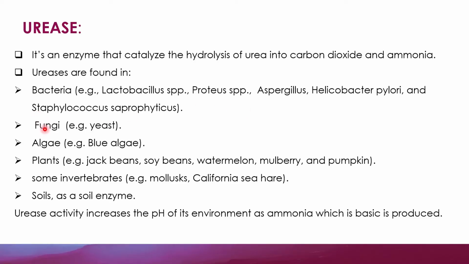Also in fungi, and we have yeast as an example. It can also be found in algae such as the blue algae, and also in some plants, and we have the jack beans, soya beans, watermelon, mulberry, and pumpkins as examples, and also in some invertebrates like mollusks and the California sea hare, and also in soils as a soil enzyme. And one key thing that we have to notice is that urease activity increases the pH of its environment as ammonia, which is basic, is produced.